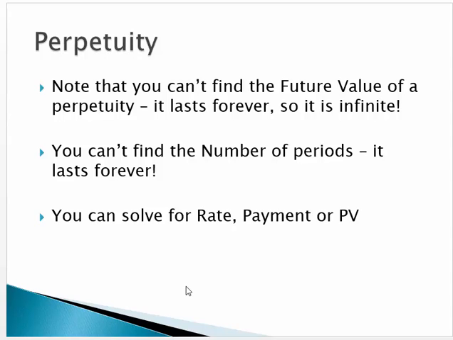We can't find the future value of an annuity, right? If we're trying to find how much we'll have at the end, the annuity never ends. We have this infinite series of cash flows, so there is no future value. We also can't solve for the number of payments, the number of periods, I should say. It's going to, again, last forever, so there's no number that we can solve for. But we can solve for the other three pieces. We can solve for the interest rate, I should say the periodic interest rate. We can solve for the payment amount, or we can solve for the present value of the annuity.